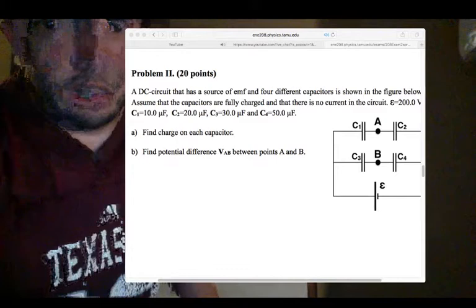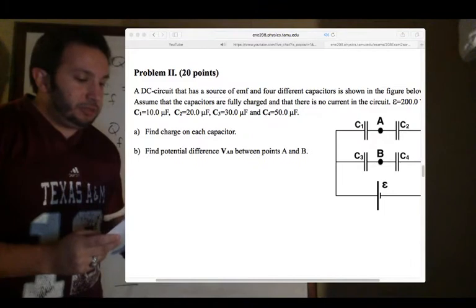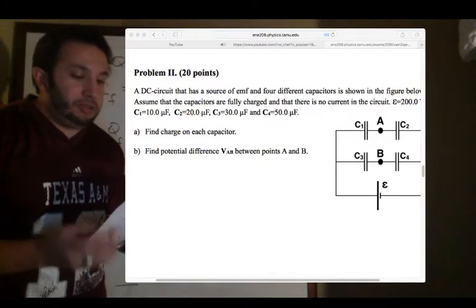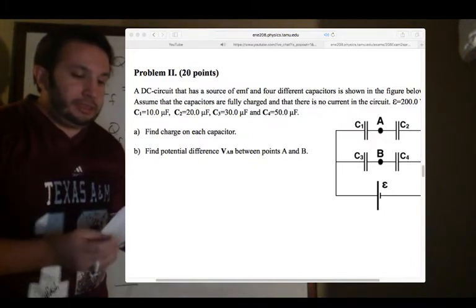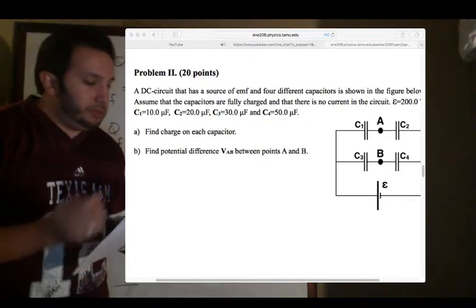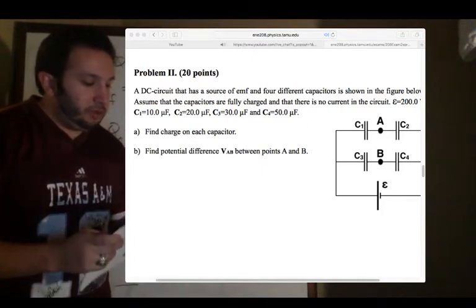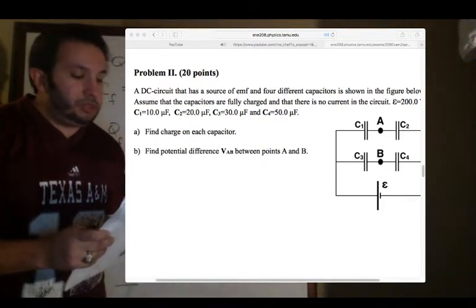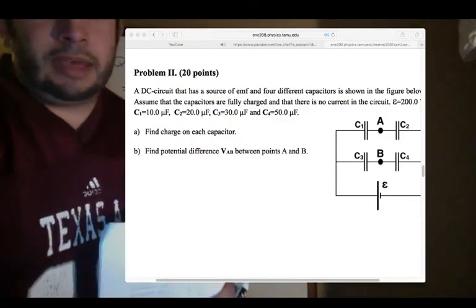All right, cool. Okay, so we have a DC circuit that has a source of EMF and 4 different capacitors as shown in the figure below. Assume the capacitors are fully charged and that there is no current in this circuit. The EMF of the battery is 200 volts and all the capacitances are given. What we want to do is find the charge on each capacitor.